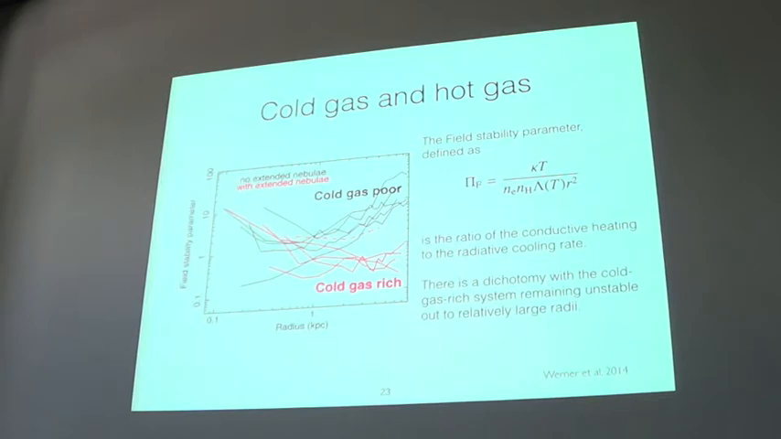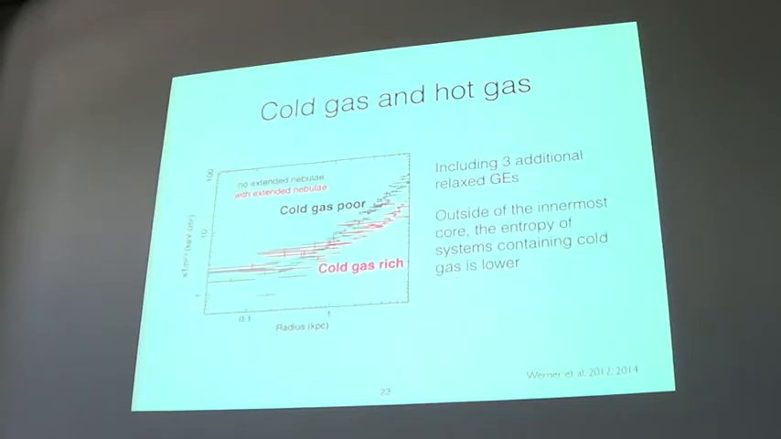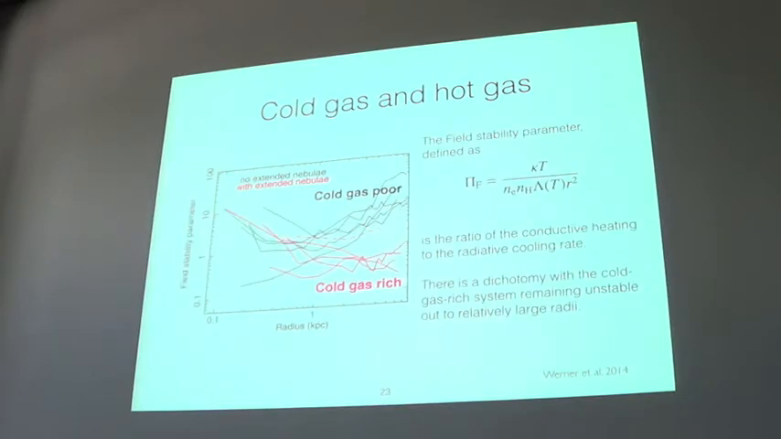Okay, so there are error bars in the lines. Did I have error bars on the... So this is the error bars on the entropy plots. But the dichotomy basically arises in this parameter because of the dichotomy in the entropy.